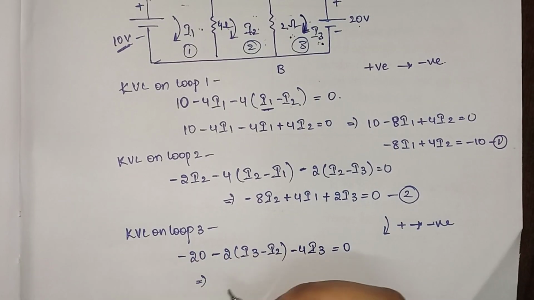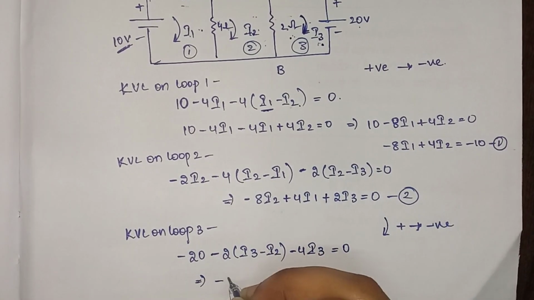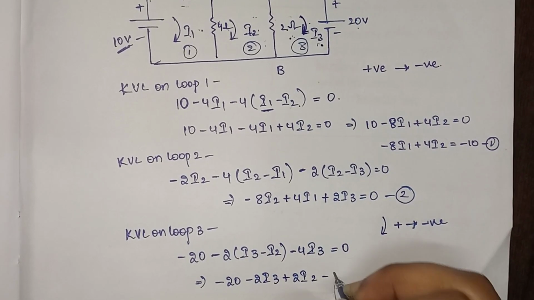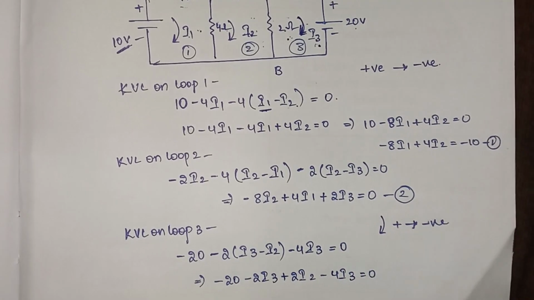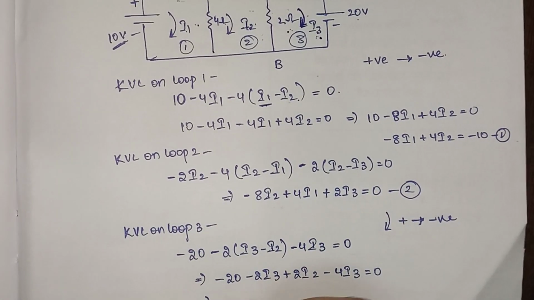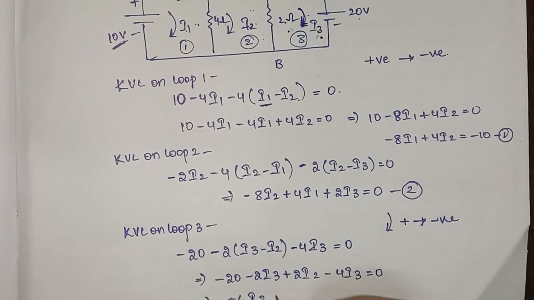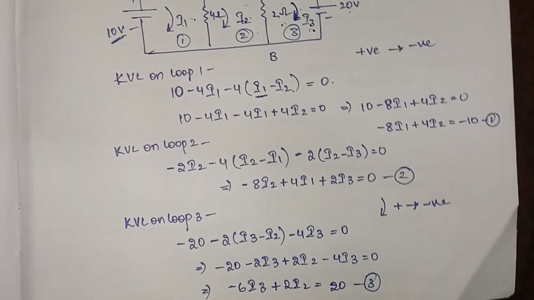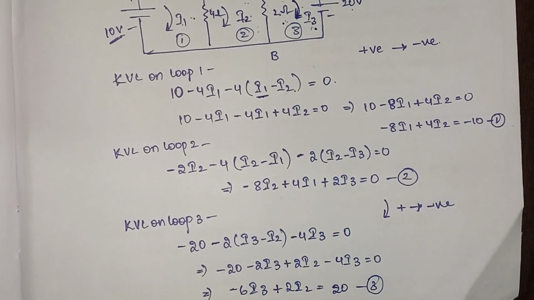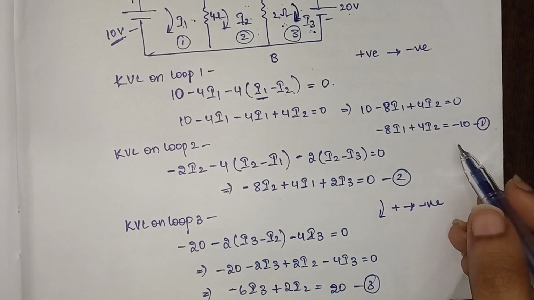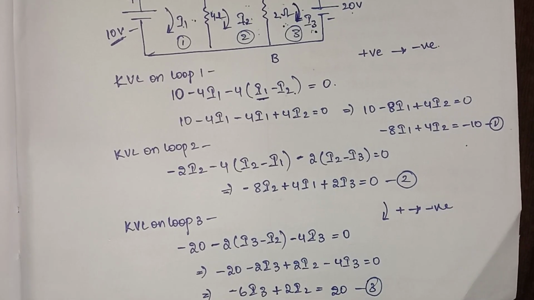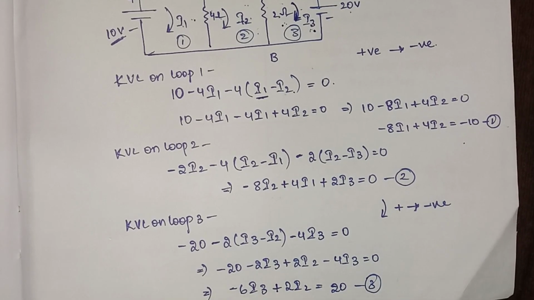If I solve this equation, I will get minus 20 minus 2I3 plus 2I2 minus 4I3 is equal to 0, and then minus 6I3 plus 2I2 is equal to 20. So I got the 3 equations. Now I need to solve these 3 equations in order to find the I1, I2 and I3 values. These can be solved using Cramer's rule or a system of equations. It might take a long time, so you can find those values using a scientific calculator.